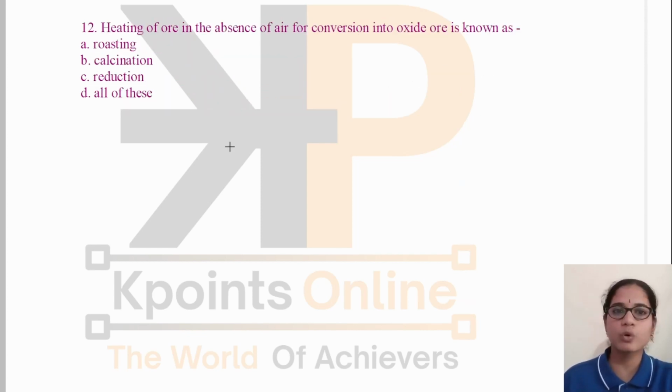Yes. Heating of ore in the absence of air for conversion into oxide ore is known as calcination. When we are going to heat the ore in the absence of oxygen, it is called calcination.